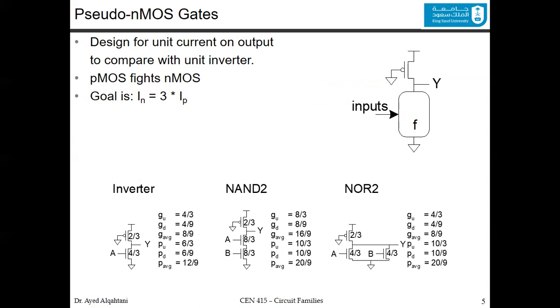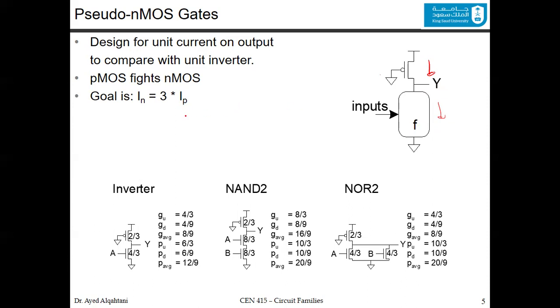So you design for unit current or on output to compare with the unit inverter. Now here, because this is always on, there is always current running here. Then the PMOS is fighting the NMOS when there is a path to the ground. If there is a path to the ground, there is also going to be a current here. So you are charging and discharging at the same time. So there is a fight.